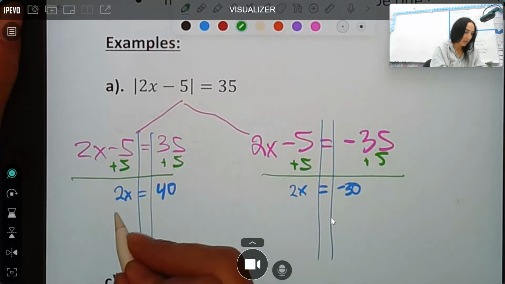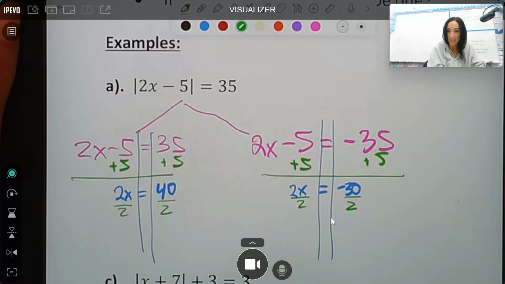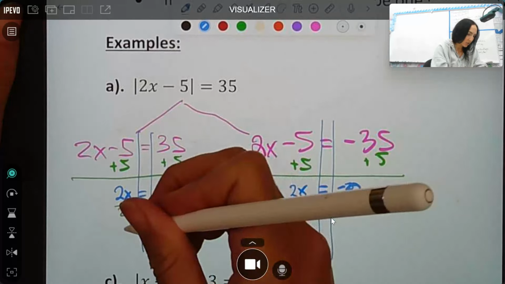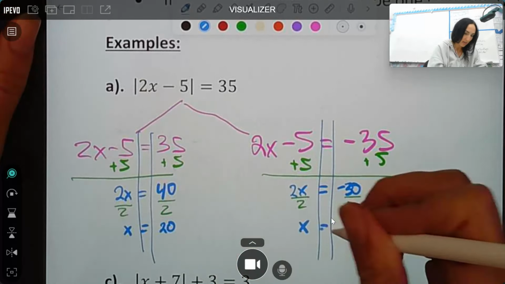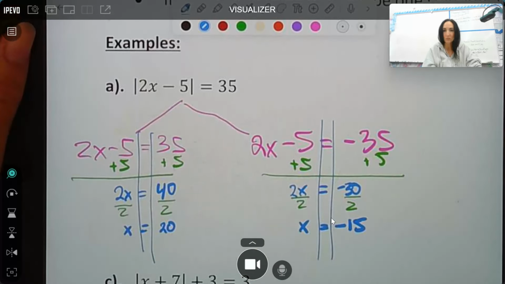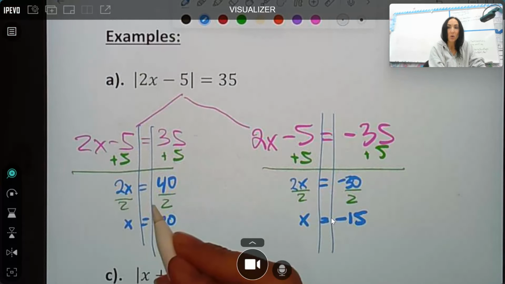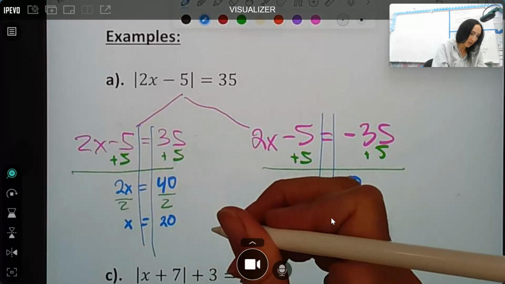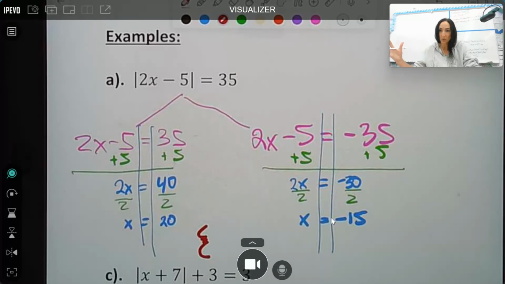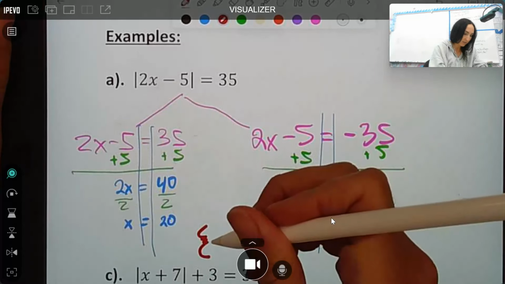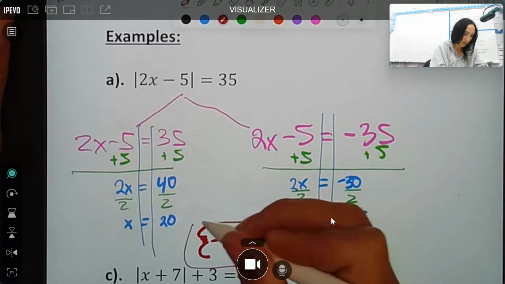Then both sides are going to get divided by 2. I'm going to do that on all the sides. And this equation solves to x equals 20. And this one is x equals negative 15. So we have two possible solutions. It's negative 15 or it's 20. And I can write my answer as a solution set. So my solution set, I do a little brace and I list my solutions from least to greatest. So negative 15 is the smaller solution, 20 is the larger one. So there is my solution set.